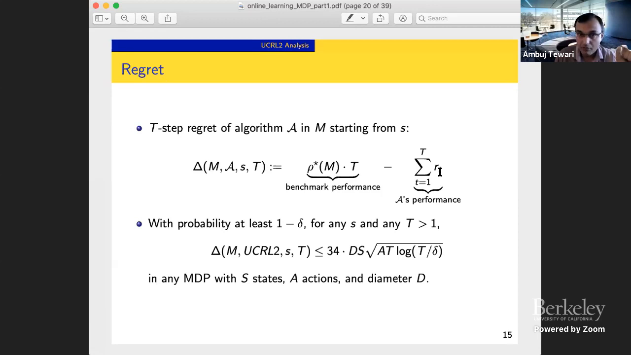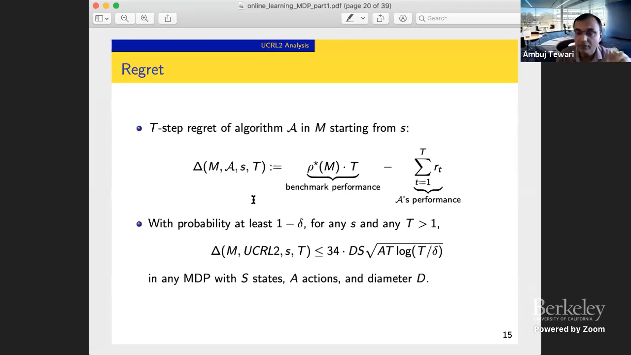Okay, so now begins the regret analysis. What is going to be the regret? It's the difference between T times the optimal reward. So if you know the MDP, you can compute rho star of M, and you just multiply by T. That's a very good yardstick to shoot for. And you will subtract your accumulated rewards from that yardstick to say, that's my regret. And it's a function of the MDP you're in. It's a function of the algorithm A that you're using. It also potentially depends on where you start from and the total time horizon.